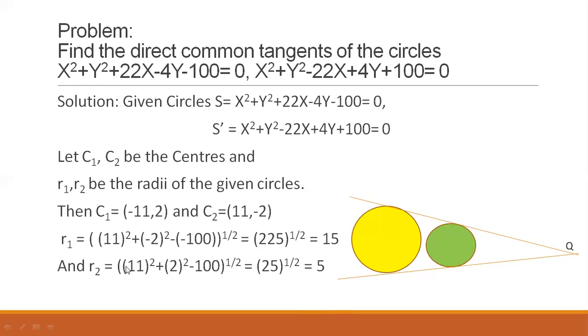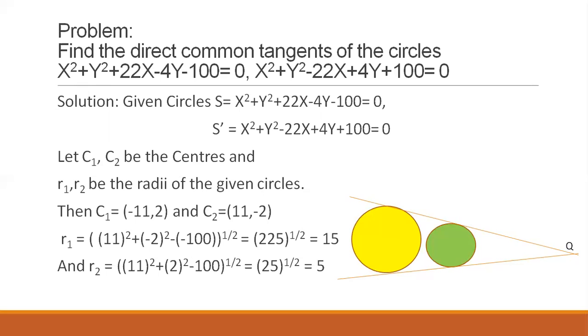Now, R2 is equal to under root of 25, which is 5. So, we got C1, C2, R1 and R2. Let us find the external center of similitude Q.